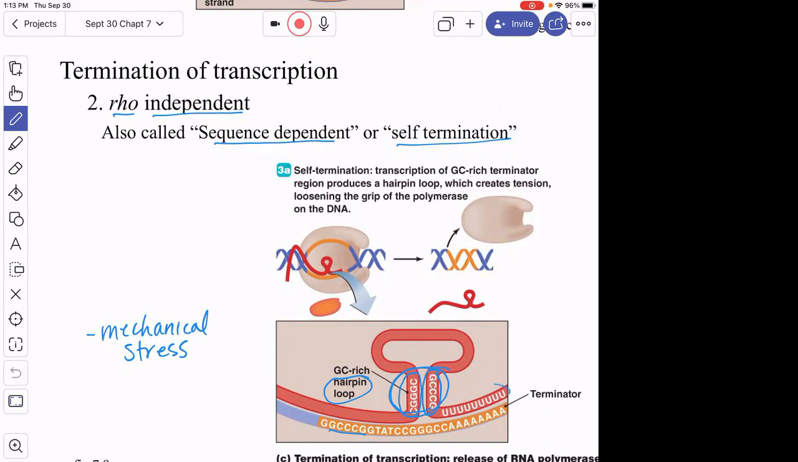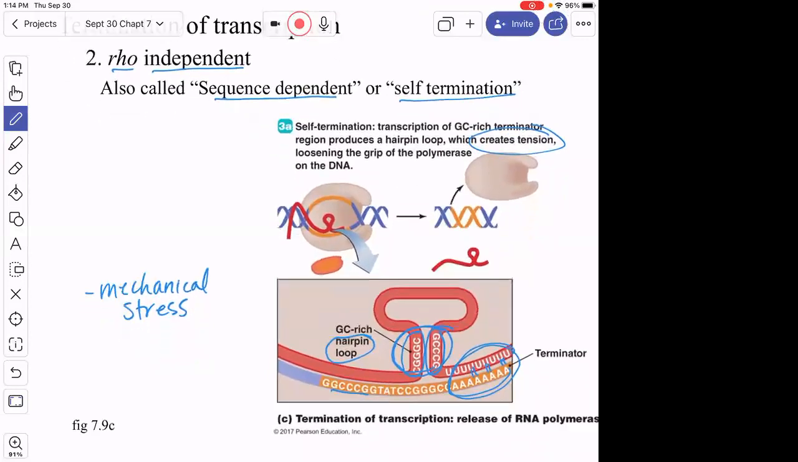And in addition, there's usually a sequence that's rich in A's and U's here. So remember those A's and U's, they only have 2 hydrogen bonds rather than the G's and C's that have 3 hydrogen bonds. So this dissociates a little bit easier when you have a stretch that's rich in those A's and U's. Okay, so again, basically that hairpin loop creates tension, and that mechanical stress kind of makes the transcript fall off. All right, so again, those are the 2 ways that we think transcription ends. Probably about 50-50, you know, which way that happens.